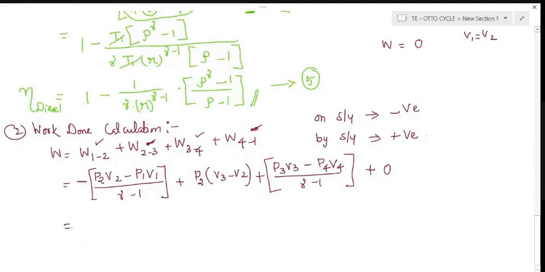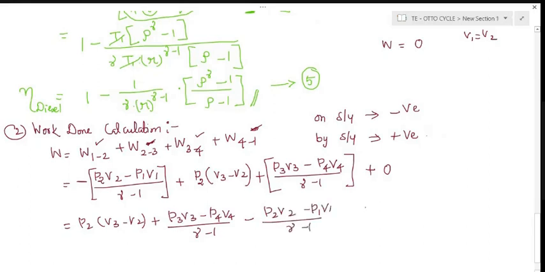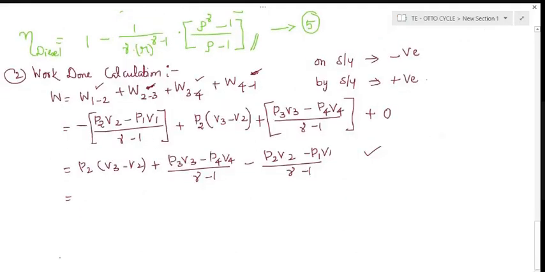Okay, just rearrange this equation like this: P2 into V3 minus V2 plus P3 V3 minus P4 V4 divided by gamma minus 1, minus P2 V2 minus P1 V1 divided by gamma minus 1. Clear? Okay, I have rewritten the above equation in this form. So please listen carefully. What are the parameters we need to change here?